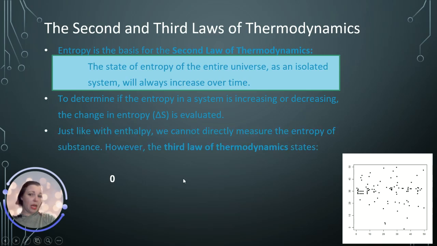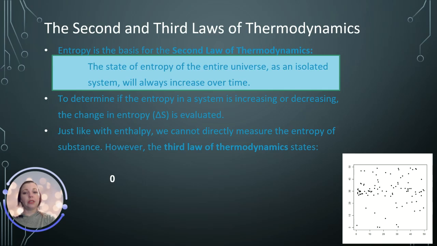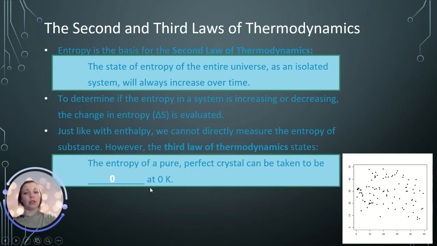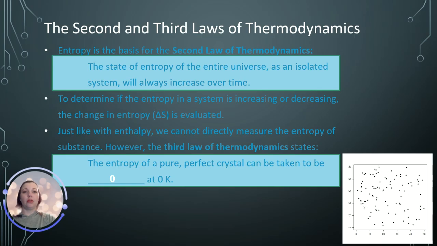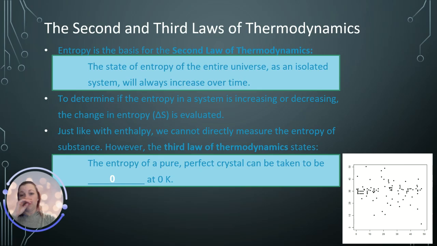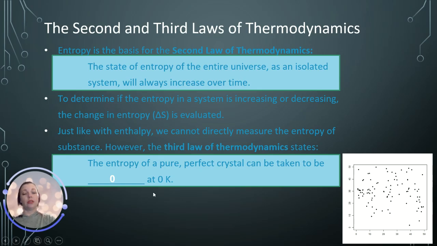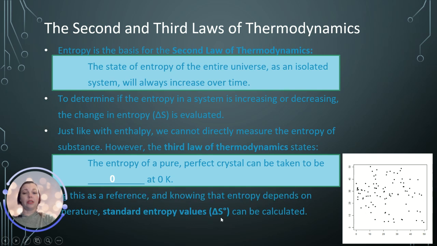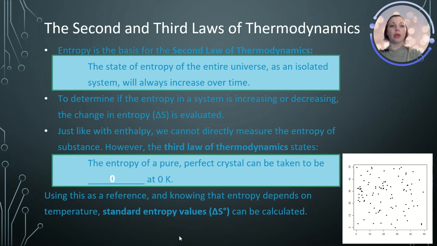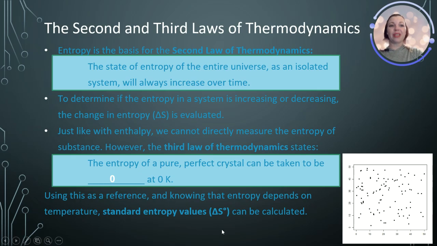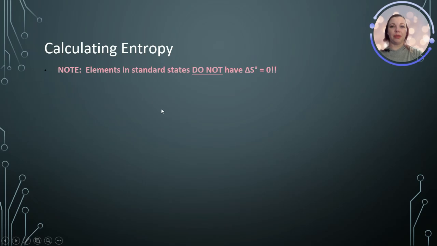Just like with enthalpy, we cannot measure directly the entropy of a substance. However, the third law of thermodynamics states that the entropy of a pure, perfect crystal can be taken to be 0 at 0 Kelvin. And so we can extrapolate. If we compare species to that value, then we are able to determine what the relative entropy of any substance is. So we also know that entropy depends on temperature, and so standard entropy values can be calculated. You will be given those values, and you just need to know how to calculate with them.